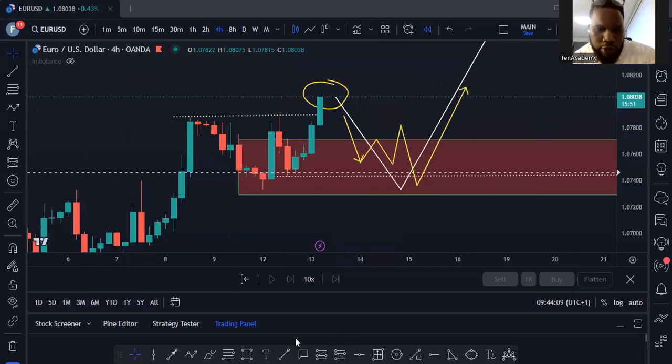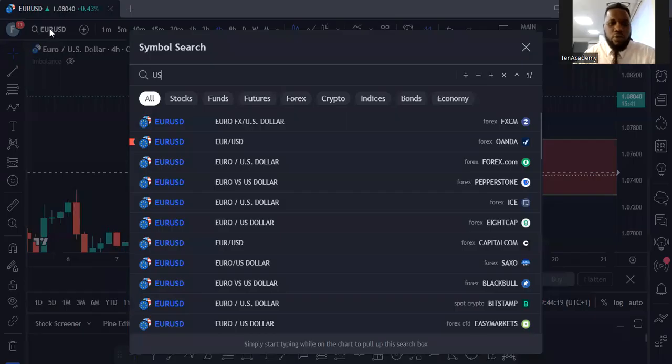Who asked for Euro USD? Collins. Hope that makes sense. Okay, so let's check out USD CHF.